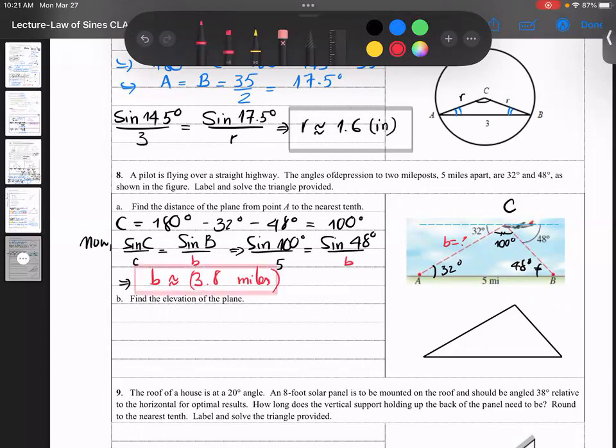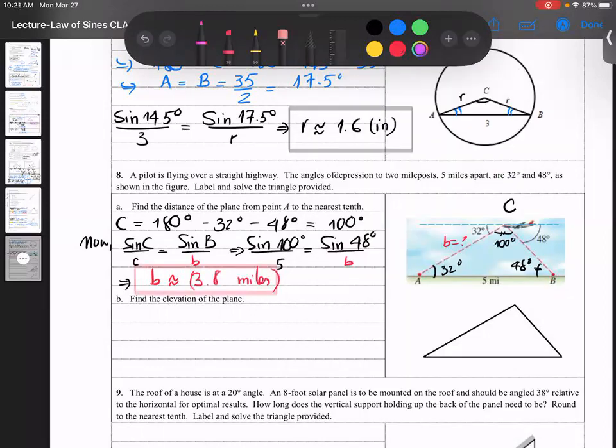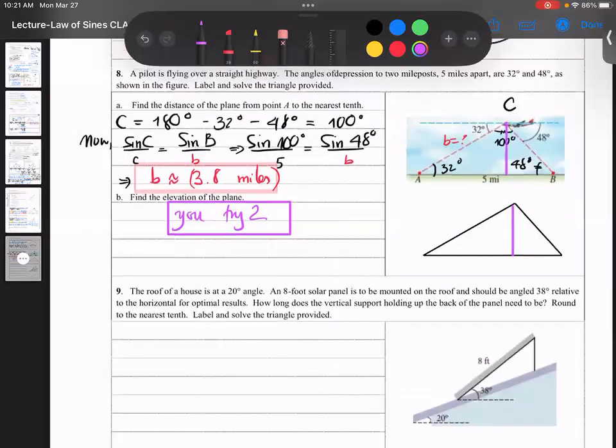Part B is for you to try. They say find the elevation of the plane. What does elevation mean? The height, right? The height from the ground to the point, right? So they want you to find this. They want you to find that, right? Okay, you can do it yourself. Something very simple.